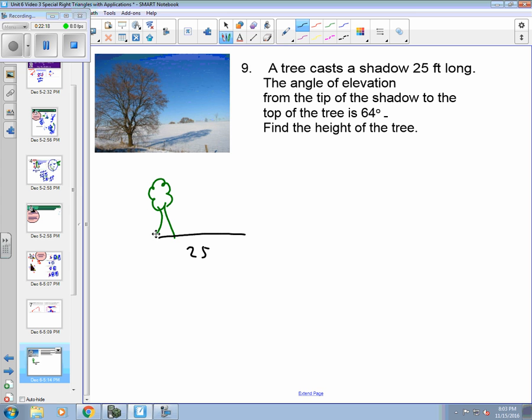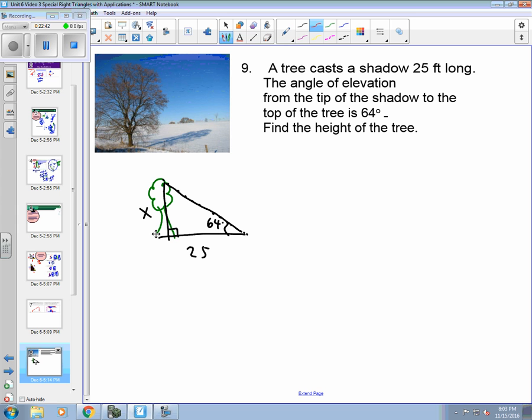There's an angle of elevation, meaning the angle looking up to the top of the tree right here, that they say is 64 degrees. How high is the tree? So here's our tree. That's what we want to find. That's our x. And the tree and the ground create a right angle. So we have a right triangle that we now can use to find this missing amount using some trigonometry.